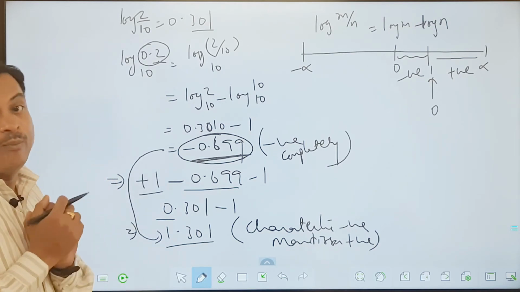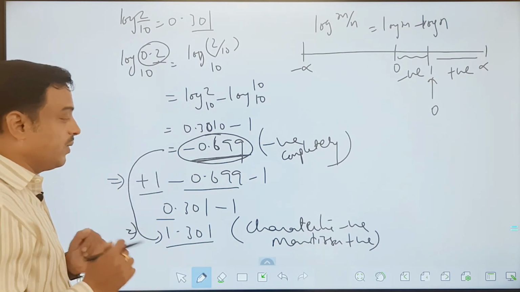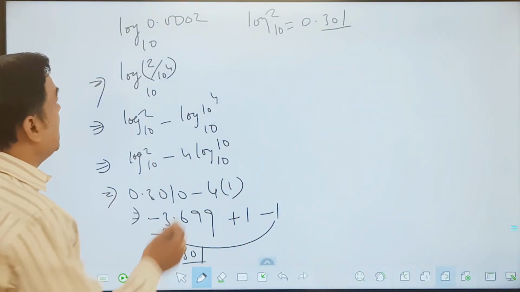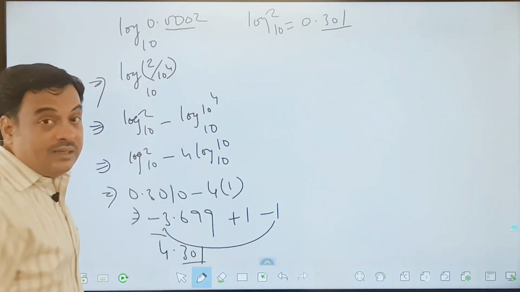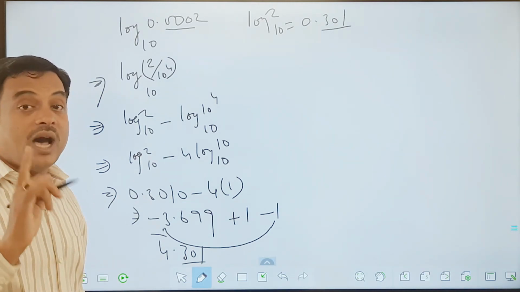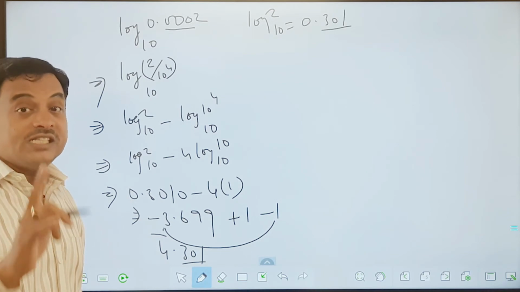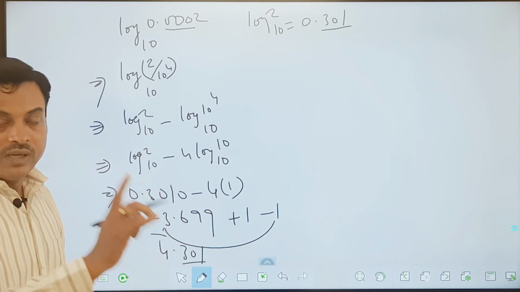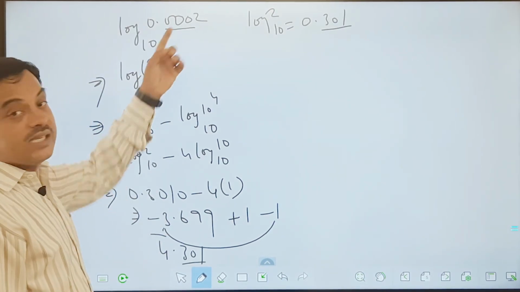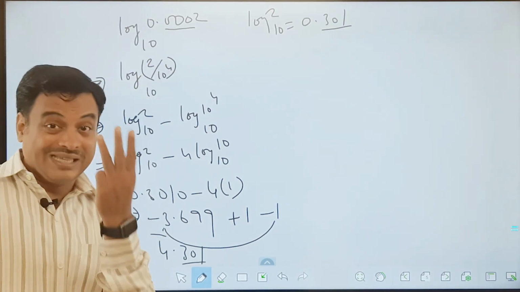Now, the final point. What can be the question here? The question can be asked like this. Can you see some zeros after the decimal? The question will be, how many zeros are there after the decimal in the given number? In this case, the number of zeros after the decimal is 3.